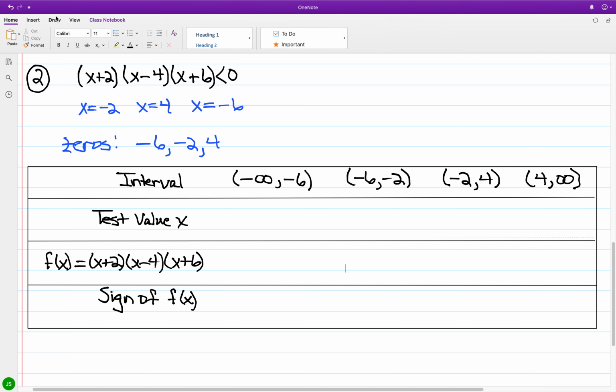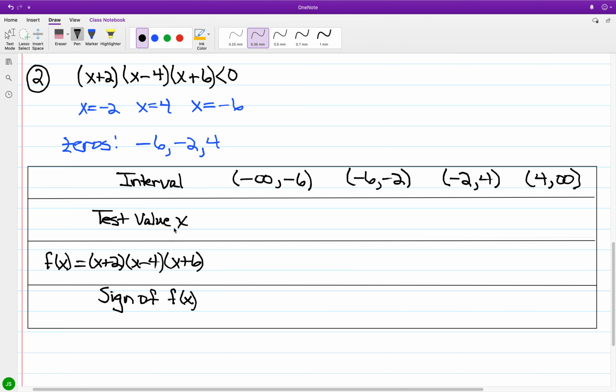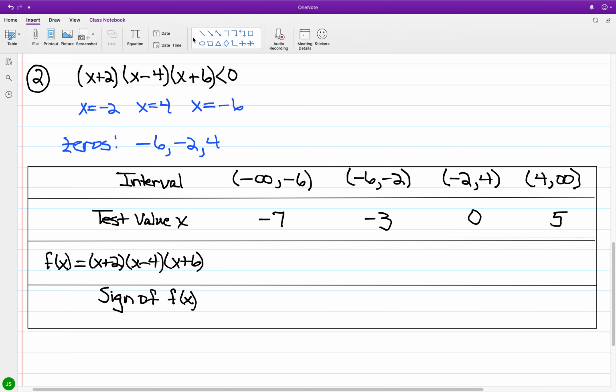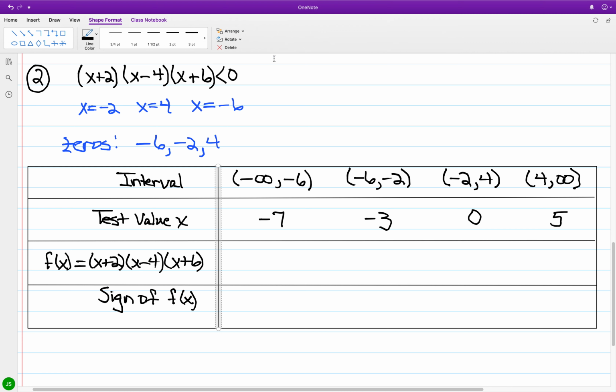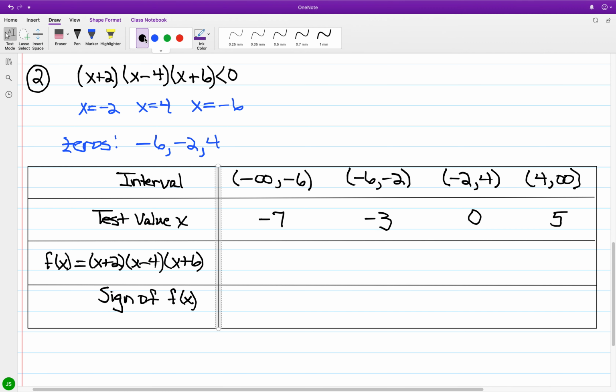Now, for the tested values, we can plug in anything for x that is less than -6, so we can go with -7. Anything between -6 and -2, you might go with -5, -4, or -3. Anything between -2 and 4, you can just go with 0. And anything greater than 4, we can just go with the number 5. Now looking at each of the outputs, we're not stressing the exact value so much.